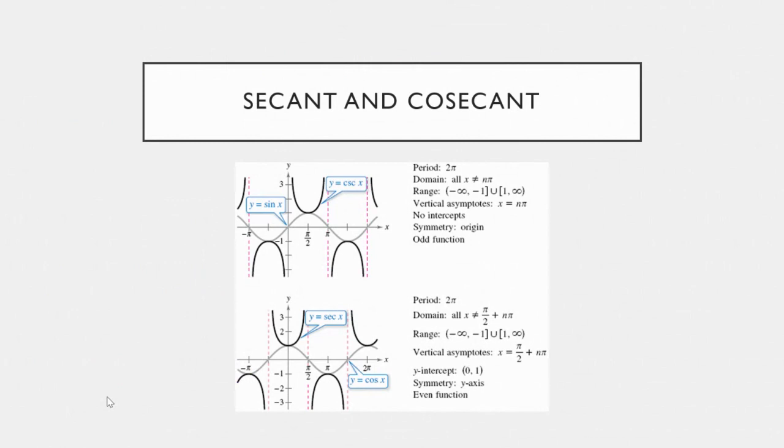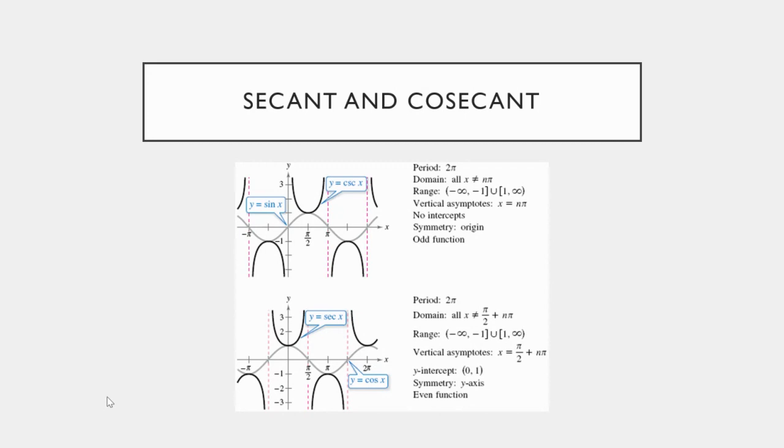So these are difficult. The key about secant and cosecant is that they are basically reciprocals of sine and cosine. So the period is the same as sine and cosine. The period for both is 2 pi. But there are asymptotes because you end up dividing by 0.